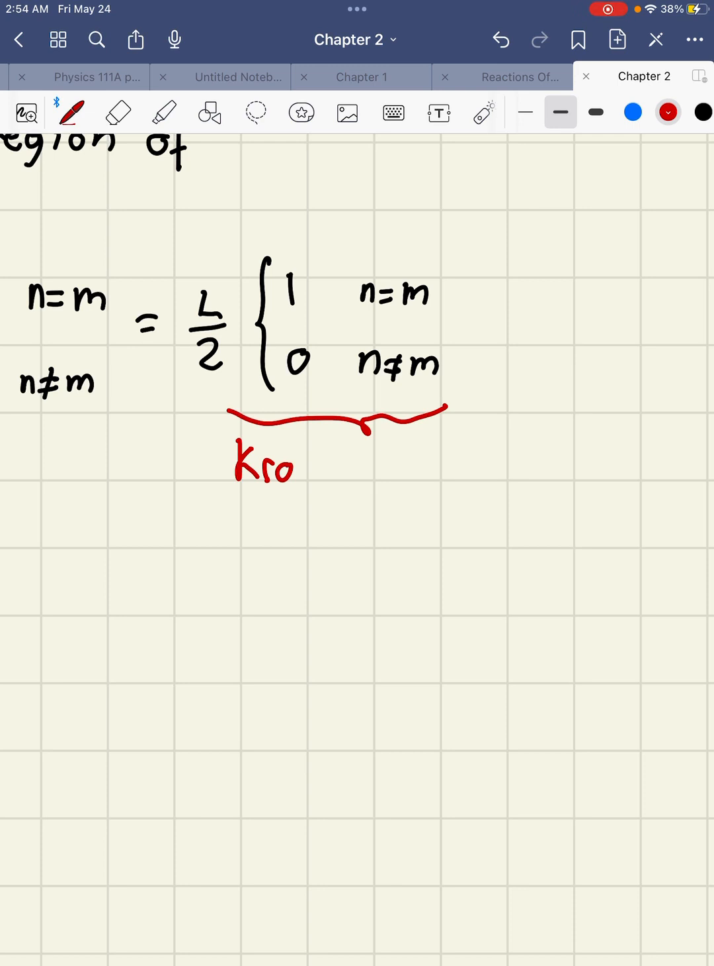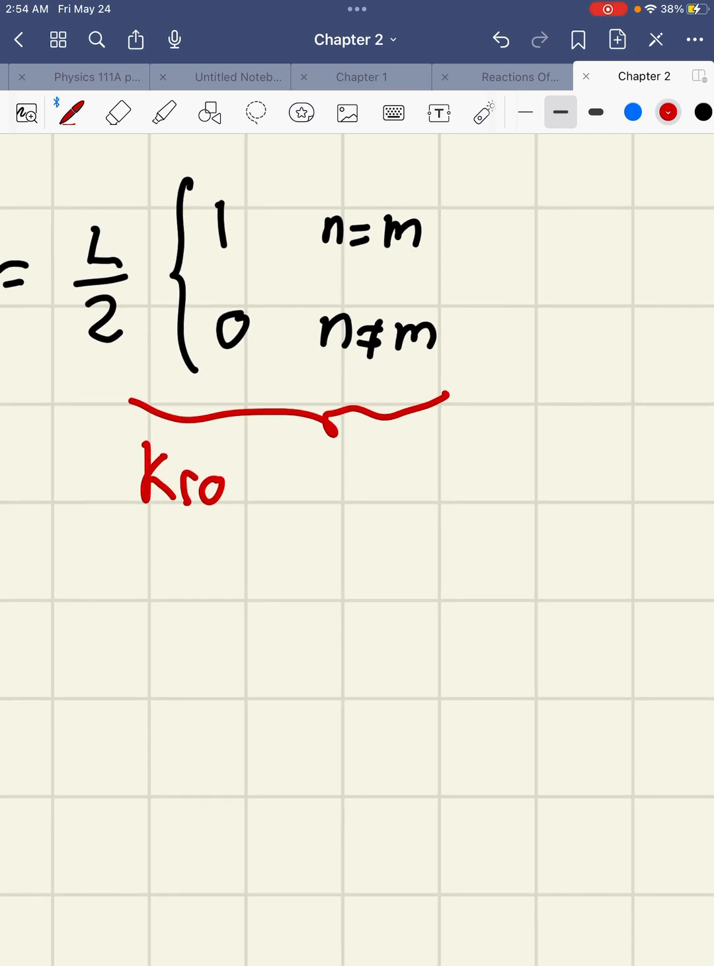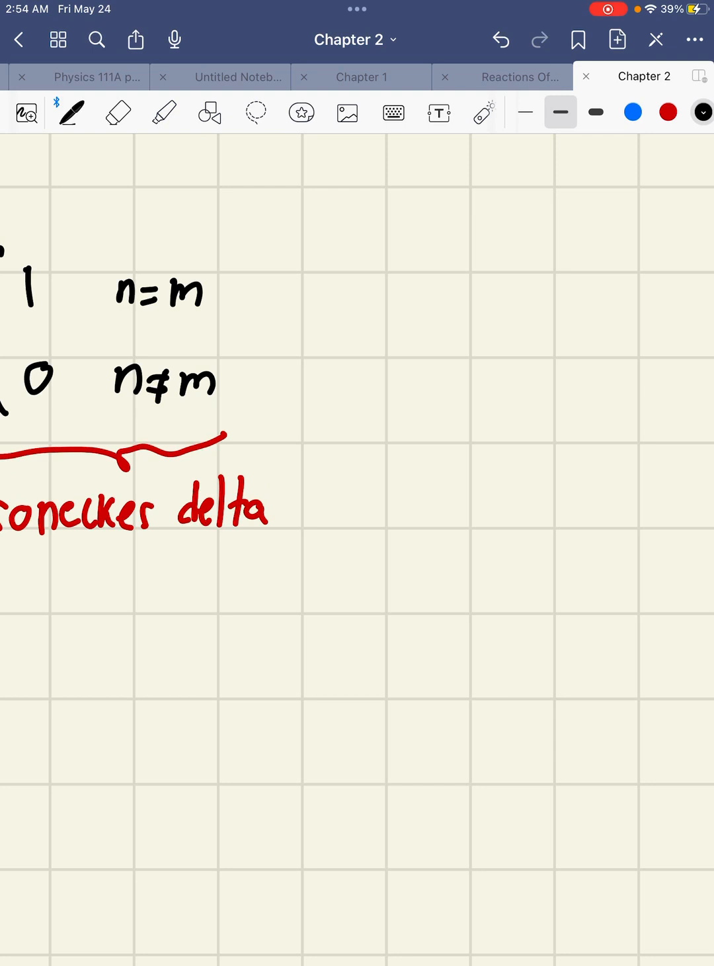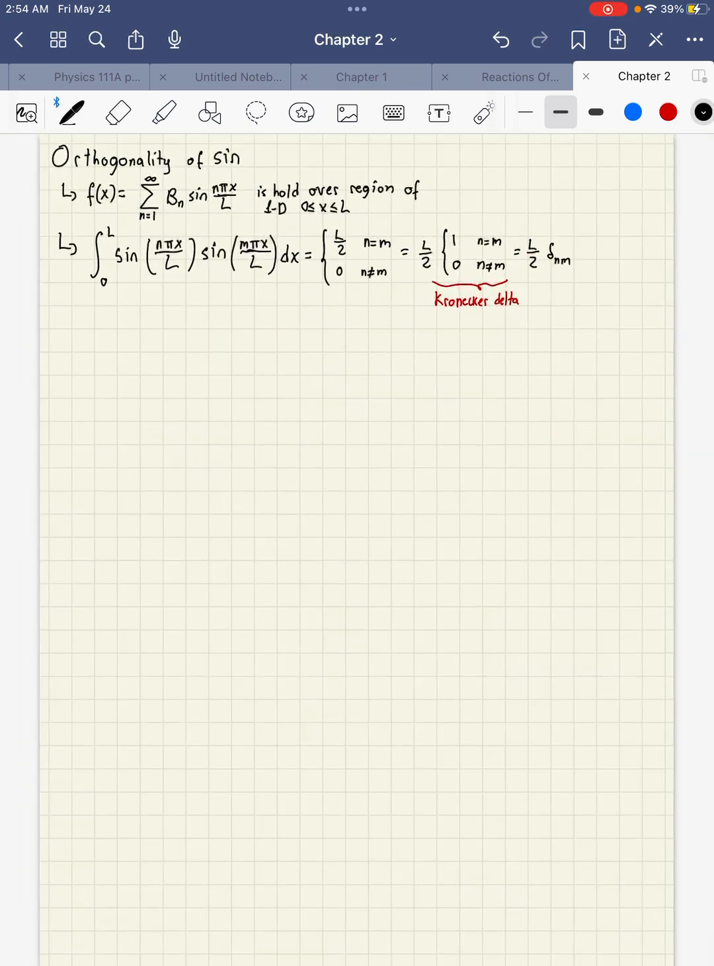Let's just make sure. Kronecker delta, which can be simplified as L over 2 delta of n m. So it's either equal to L over 2 or it's equal to 0.